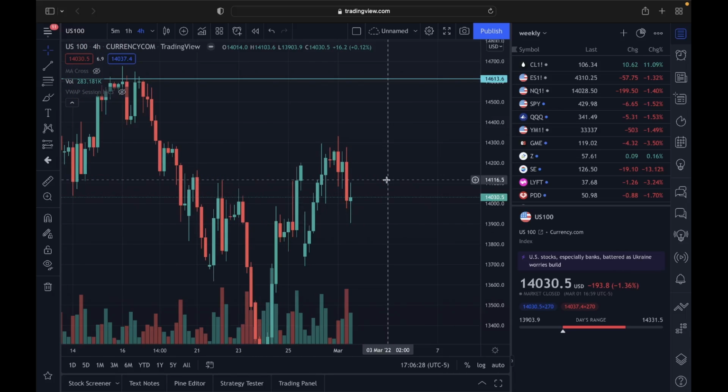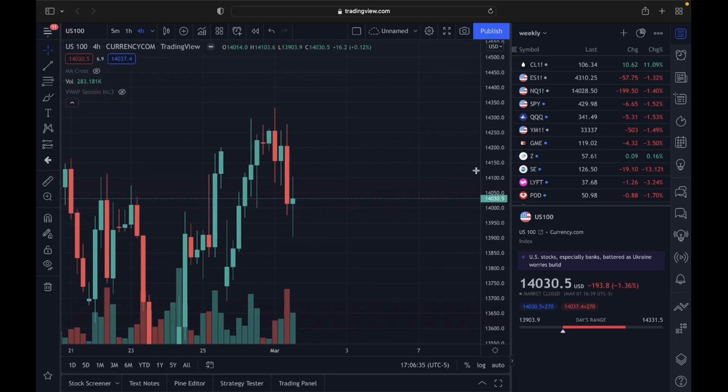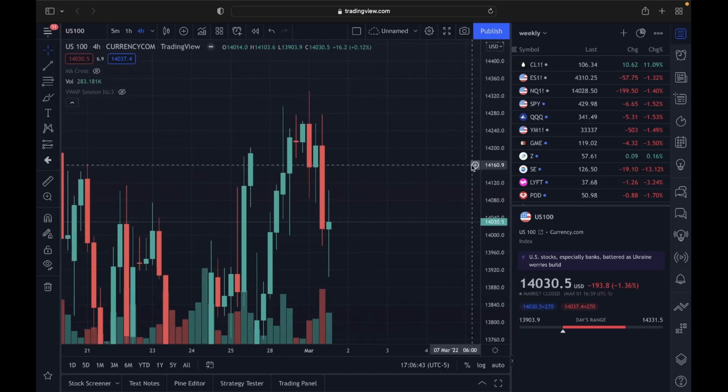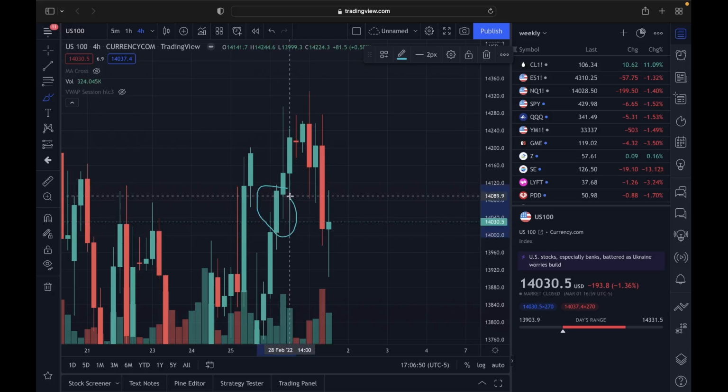So pretty simple. We're on the 4-hour time frame, so each of these candles is 4 hours. The red candles mean price went down within that time span. A green candle means price went up within that time span. So let's take a look at this candle right here. If I grab my paint tool, I'll circle this candle right here.